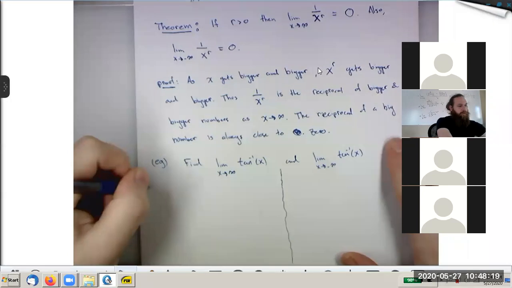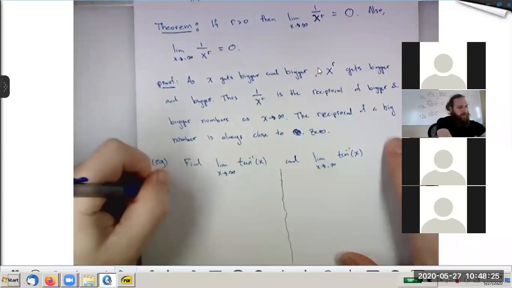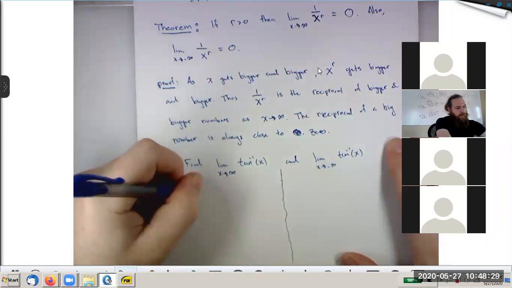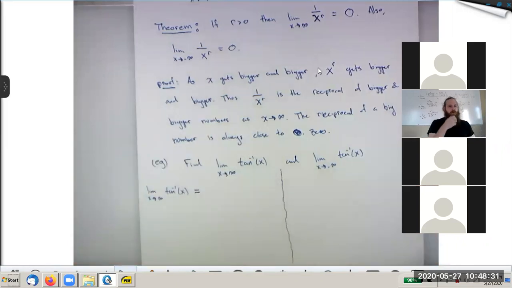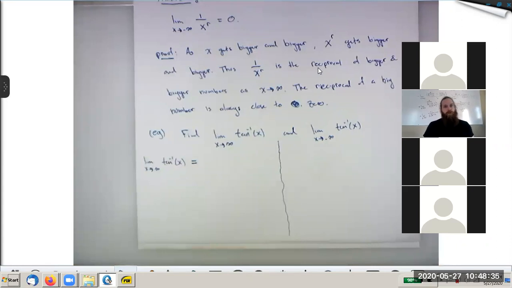We'll do one on the left. The limit as x goes to plus infinity of the inverse tangent of x. This is one that we're going to get straight from the graph. So you got to know the graph of arctan. Does anybody know what the graph of the inverse tangent function looks like?